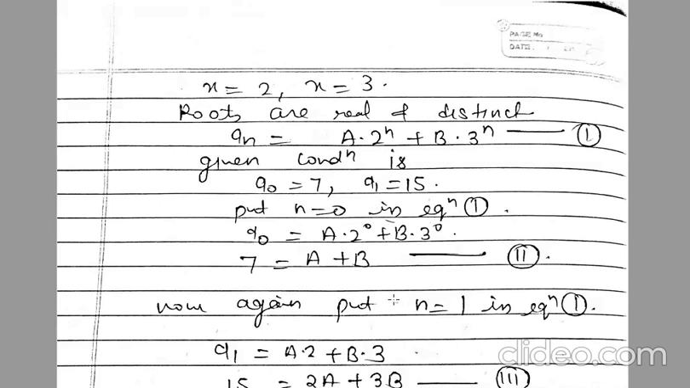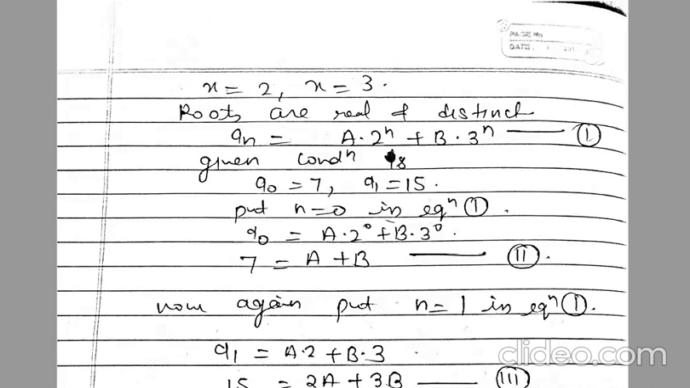So a_n is equal to a into 2 to the power n plus b into 3 to the power n, right? Now we need to calculate the value of a and b, because with constants our solution is not the required solution. So for the calculation of a and b, our initial conditions are already given in the question.